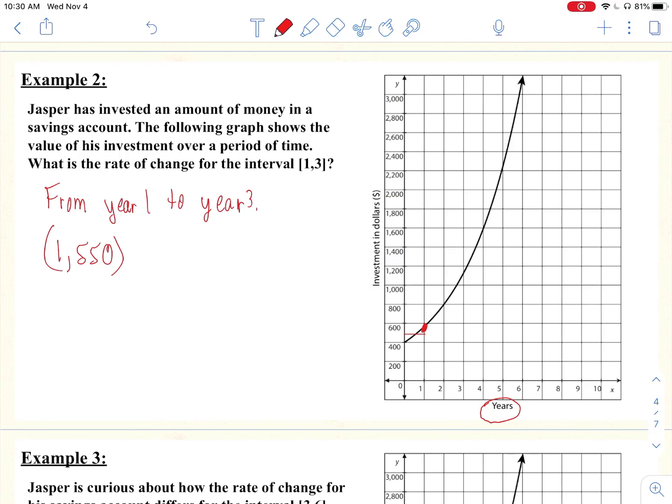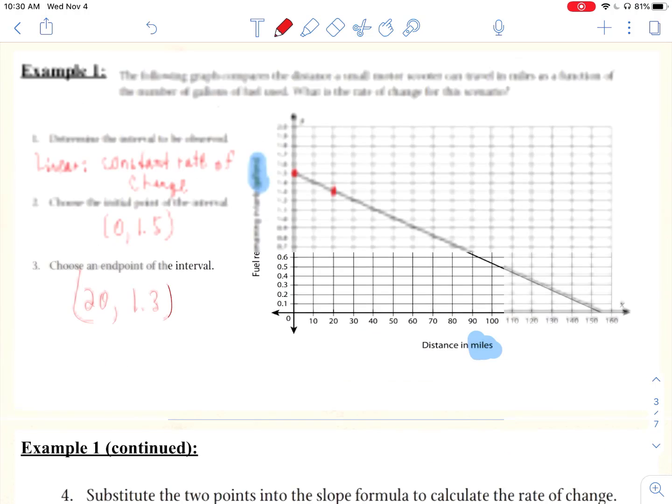Let's find our ending point of our interval. So we're going to go to 3 on our x-axis. We're going to go up till it hits our line.